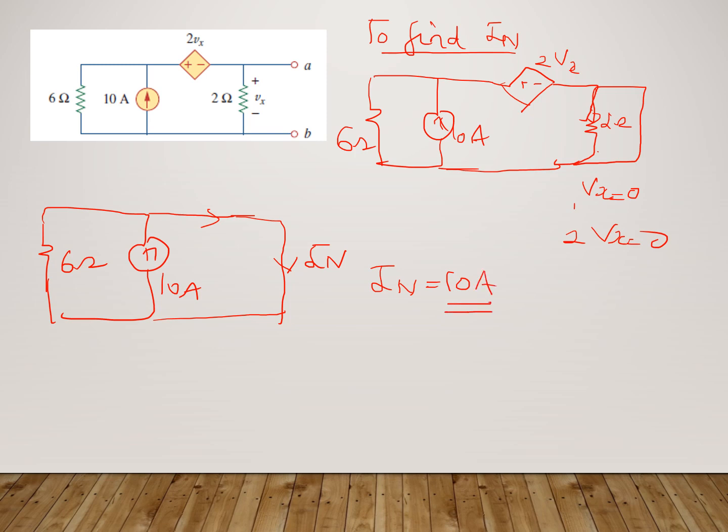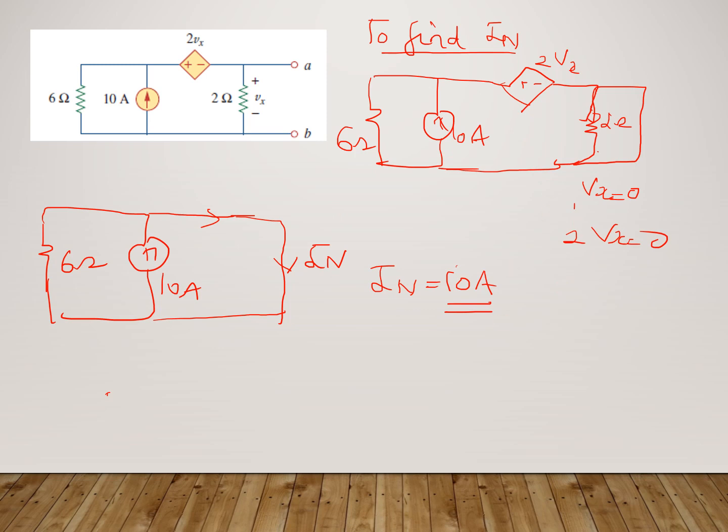I hope you understood. When I'm shorting this terminal out, it is shorting out the 2 ohm. Now Vx is the voltage across 2 ohm, right? So Vx also becomes equal to 0 since it is shorted. Once Vx is 0, 2Vx also becomes 0, so that is also replaced by a short circuit. So now I'm replacing this. Since this is all short circuit, obviously the 10 ampere current is not going to flow into the 6 ohm. It will flow through the short circuit, which means IN is basically equal to 10 ampere only.